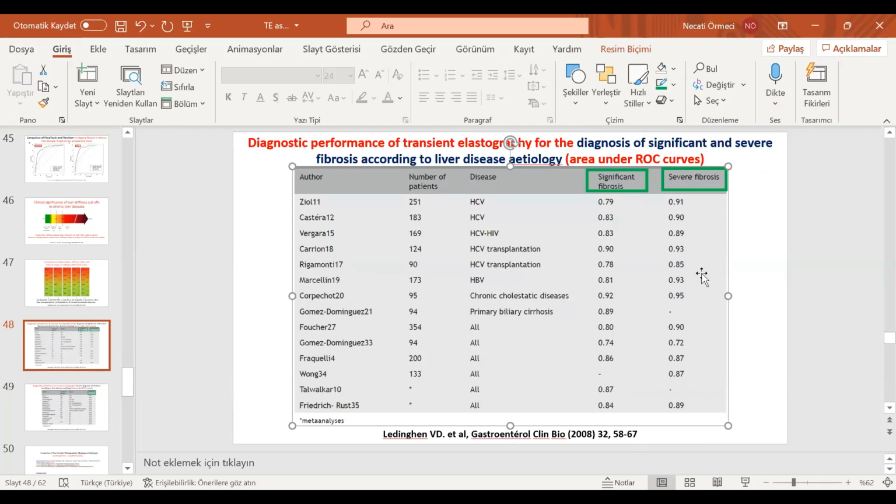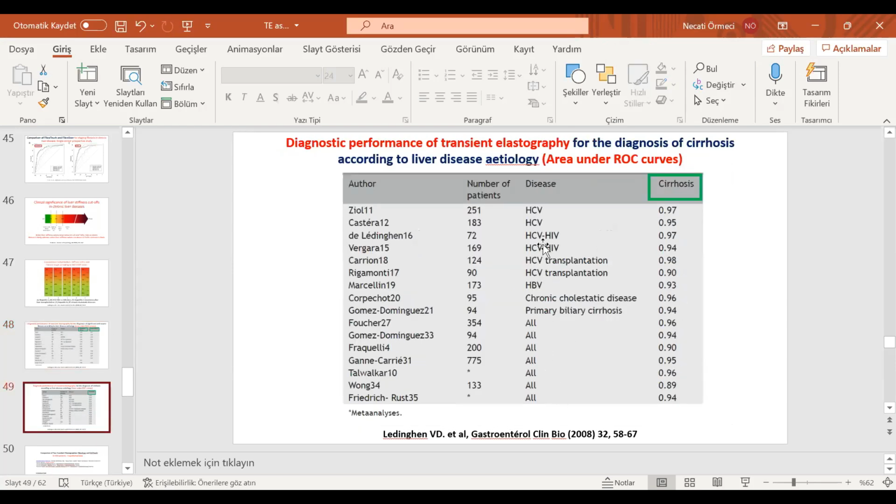This is another study. You can see significant fibrosis and severe fibrosis cutoff levels from different authors. Here is also for liver cirrhosis, different diseases, different cutoffs. But in the cirrhotic patients, cutoff levels are very near each other. That means it can easily be differentiated from the other fibrosis conditions.